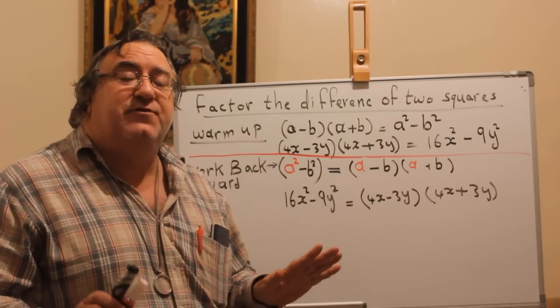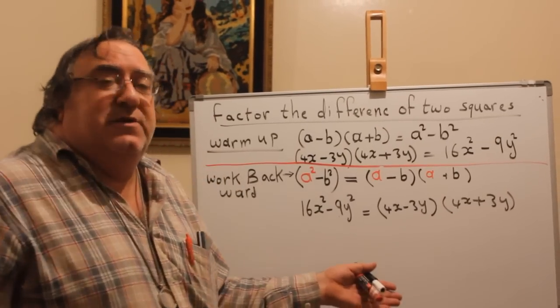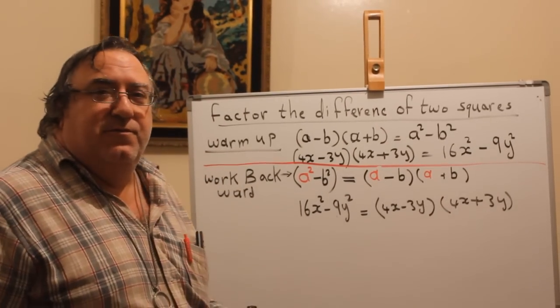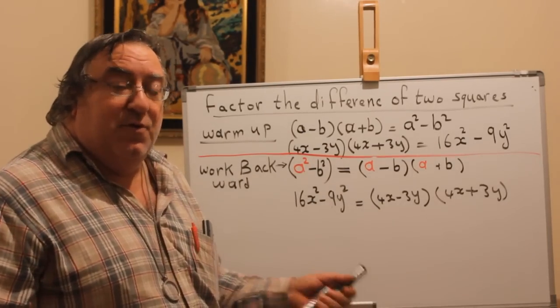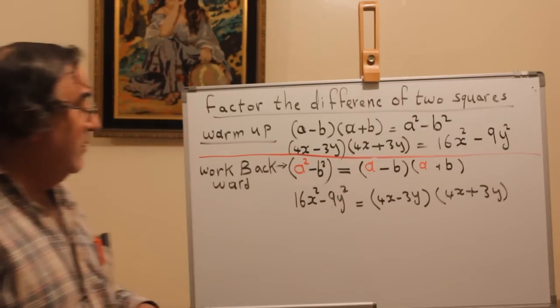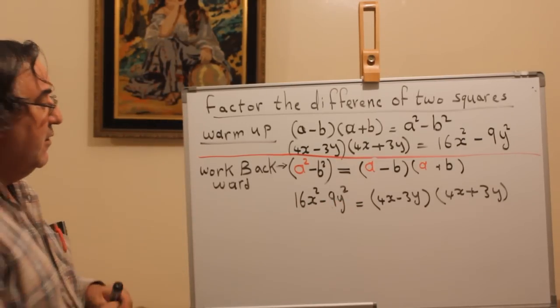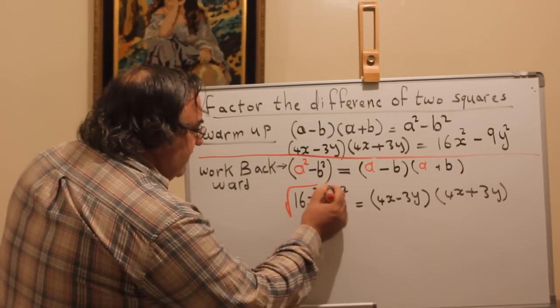First, you have to know the meaning of perfect square. What is the square root of 25? It is 5. 5 times 5 gives me 25. What is the square root of 16? 4 times 4. What is the square root of x squared? It is x times x. So we take the square root of the first term and the second term.